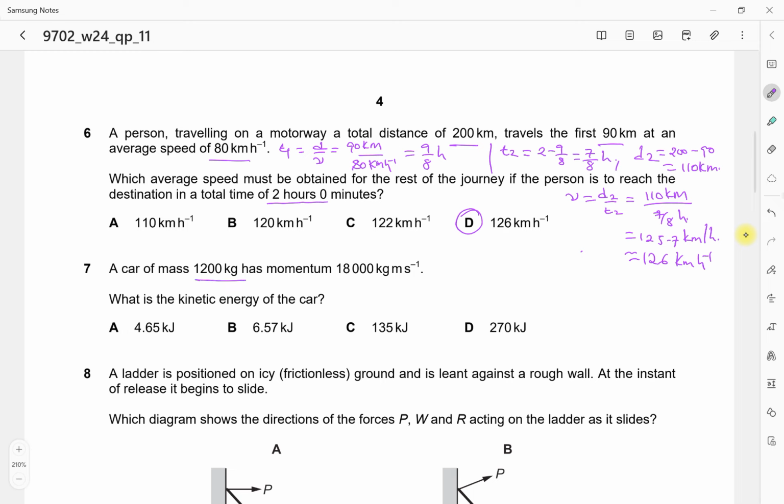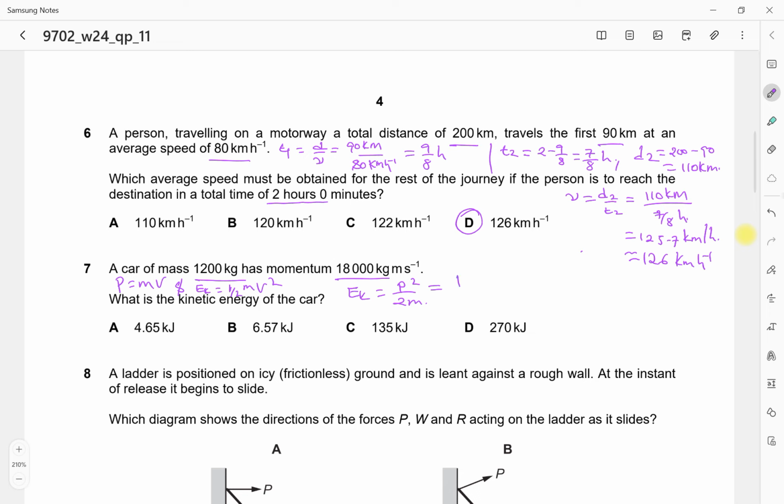A car of mass 1,200 kilograms has momentum 18,000 kilogram meters per second. What is the kinetic energy of the car? So we know the equation which relates kinetic energy to momentum. If you don't know that equation, you can just combine momentum. We know that momentum equals mass times velocity, and kinetic energy equals a half mv squared. So when you combine the two equations, you'll have kinetic energy equals momentum squared divided by 2m.